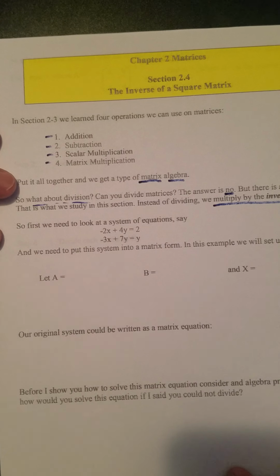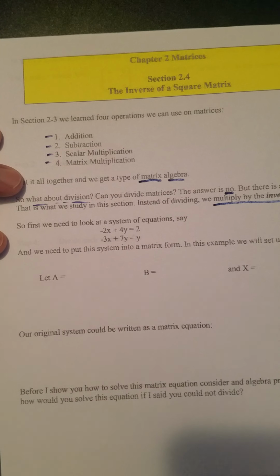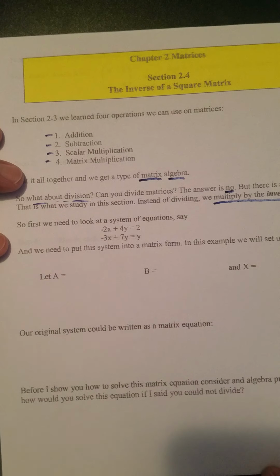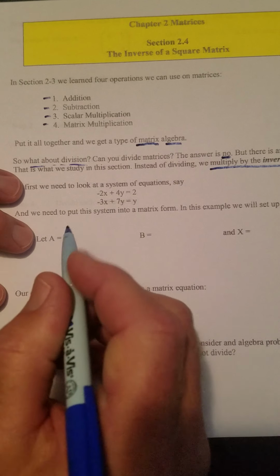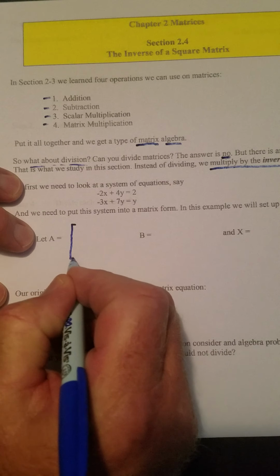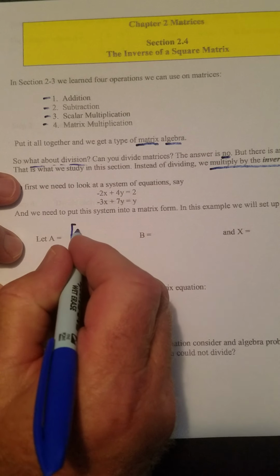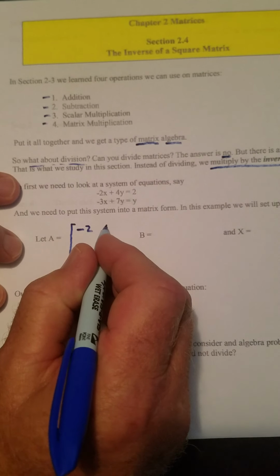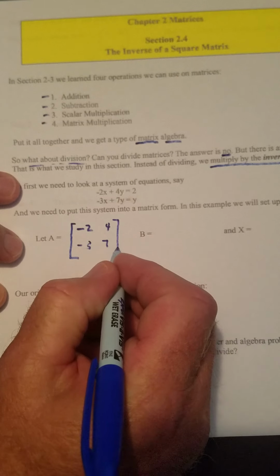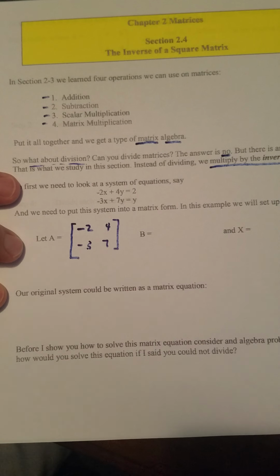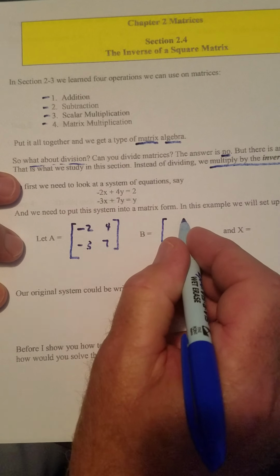Okay, so let's take a look at a system, because this is where it's all going to come down to. Let's say we have a system. First thing we need to do is write that in terms of a matrix. Let's write it as a matrix equation. A is the coefficients. So if you look here, I see negative 2 and 4, and on the bottom, I see negative 3 and 7.